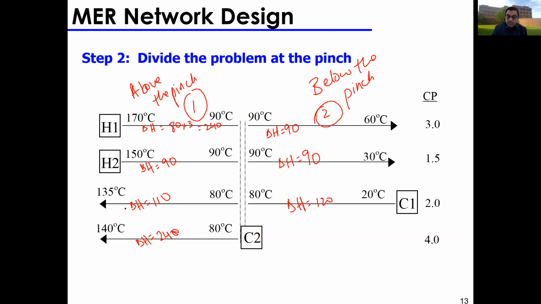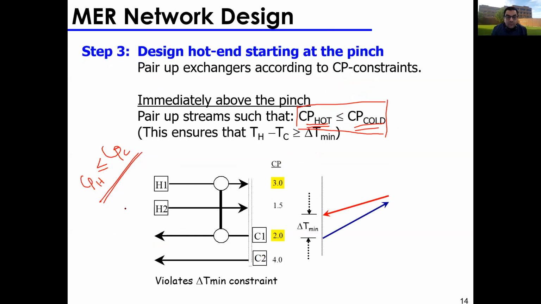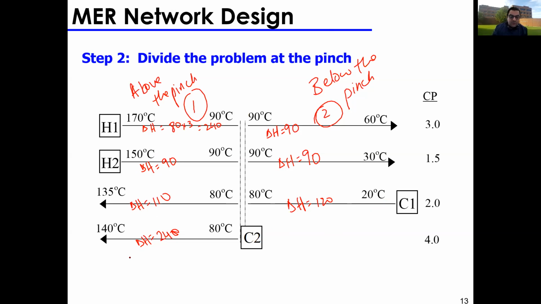And the rules you need to follow are this: above the pinch, you cannot connect streams unless the CP of the hot temperature stream is lower than the CP of the cool stream, right? So basically, if I go back here, above the pinch, the rule which applies is CP hot has to be less than CP cool. This is very important. So if I start with the hot stream, the CP here is 3. So the CP for the hot stream in this case is 3. You cannot connect hot to hot, just forget it, doesn't work.